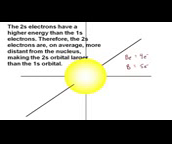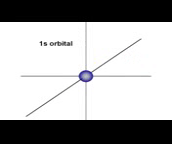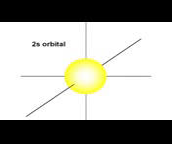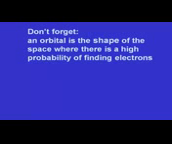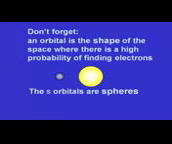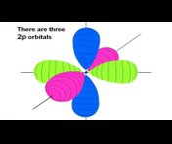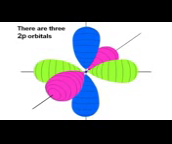So as you may have guessed, we're going to go to another orbital, a higher energy orbital. And here, just to review, we have the 1s orbital that has 2 electrons. We have the 2s orbital that has 2 electrons. Don't forget, the orbital is the shape of the space where there's a high probability of finding electrons, 90%. S orbitals are spheres. What about that fifth electron? The fifth electron is going to start filling the 2p orbitals.